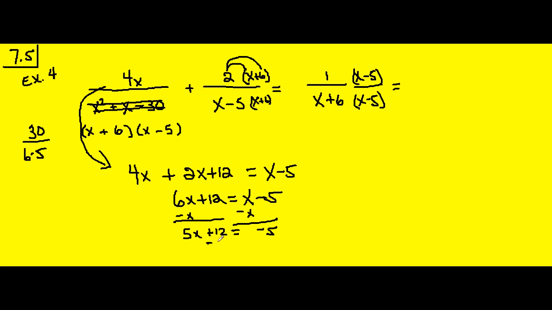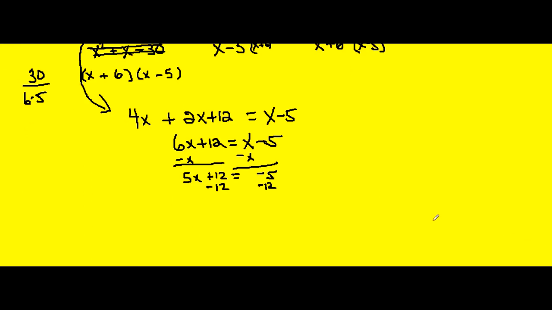Okay, running out of room here. Subtract 12 from both sides. I guess I can go up a little bit. Subtract 12 from both sides. I've got 5x, that equals negative 17. And then let's divide by 5 to get the x by itself. So x equals negative 17 over 5.